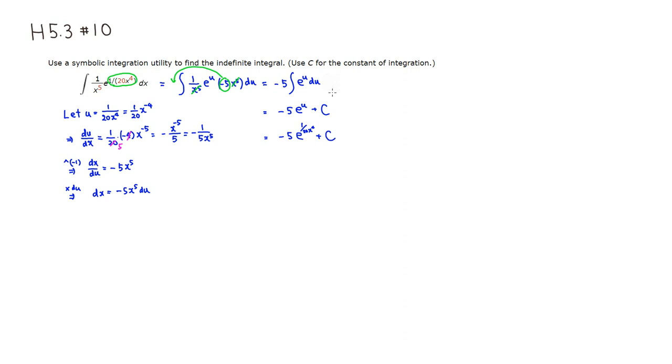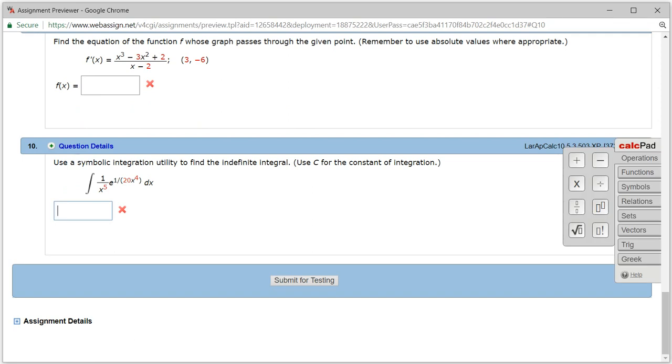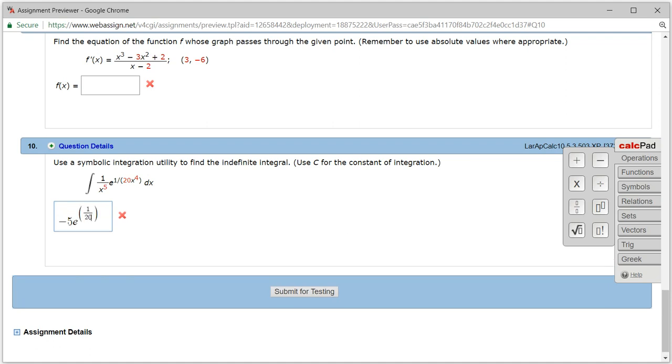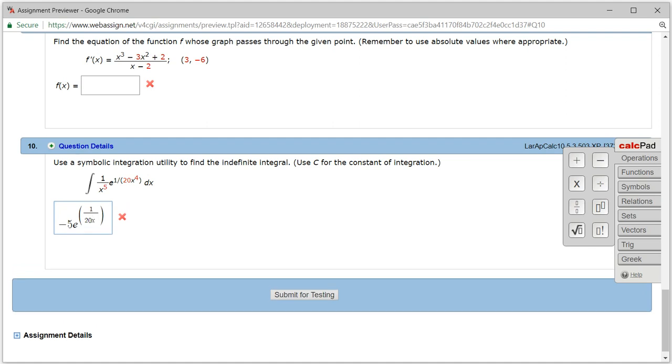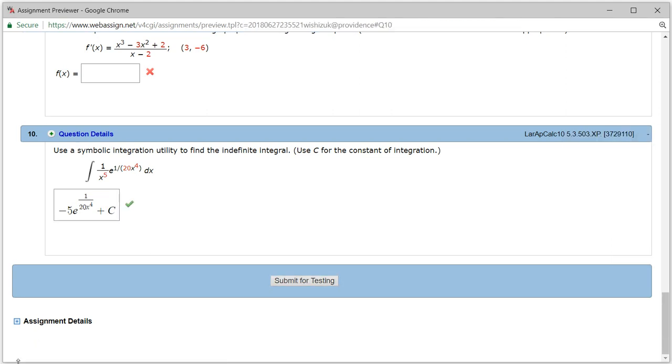All right, so let's type it in. Oops, that's not it. So this is going to be negative 5 e to the 1 over 20 x to the fourth power. I'm going to get rid of that parenthesis there. Plus some constant c. Let's check the answer, submit for testing. All right, I came back and it looks like we got this one correctly.